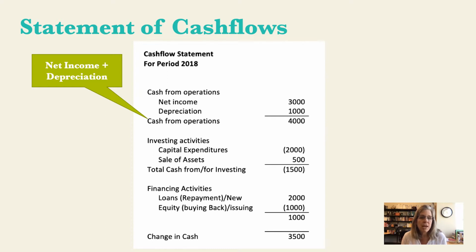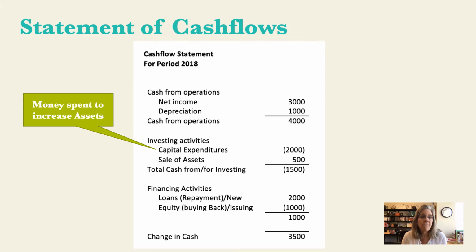And then we move to the investing activity. So we have $4,000. What are we going to do with that money? And one thing we can do with that money is invest in our assets. Buy more machinery, buy more land, buy more buildings, invest in patents, whatever it is where we're going to add to the assets of our company. And that would be a negative to that cash flow. So we take that $4,000 and we're going to spend some of it on assets.